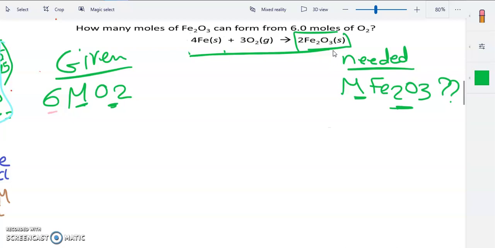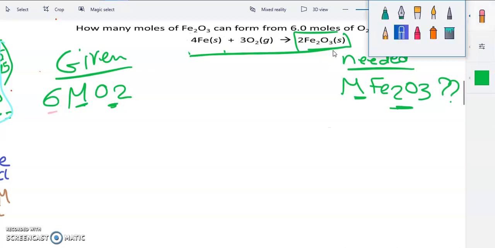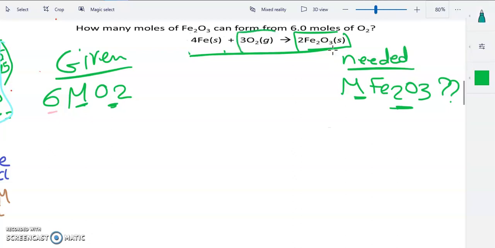So the first thing to do is to organize our thoughts. We need a relationship between these two. Given needed 6 mole O2, mole Fe2O3, and you look at the units, moles and moles, then you will be using mole to mole ratio. And then you're using oxygen and product, so you need to move from the oxygen to the product.